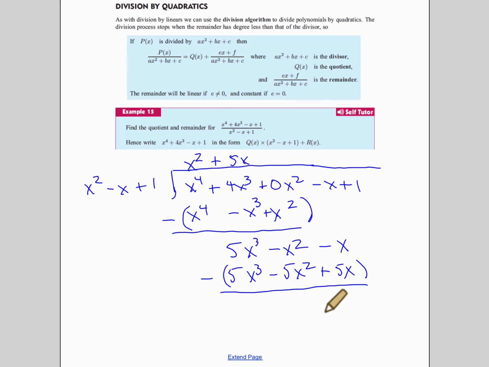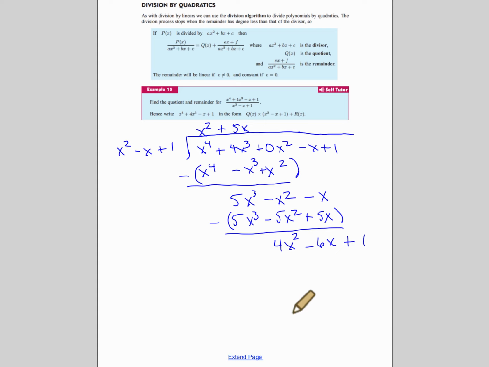It's nasty. 5x cubed minus 5x cubed, 0. It better be. Negative x squared minus minus plus 5x squared is 4x squared. Negative x minus 5x is minus 6x plus 1. Okay. Oh, and look what I forgot. I did it again. This is 4x squared. So let's finish this up.